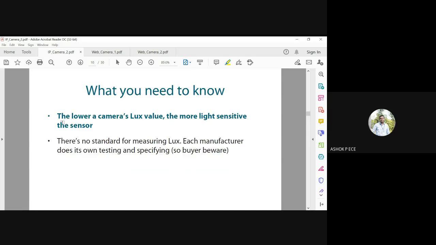So the lower a camera's lux value, the more light sensitive the sensor is. So the relation is inversely proportional. The lower lux value means the sensitivity is going to be very, very high. Each manufacturer does its own suggesting and specifying, which you have to read before you buy. Okay.